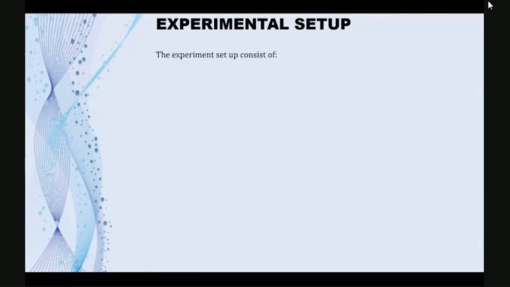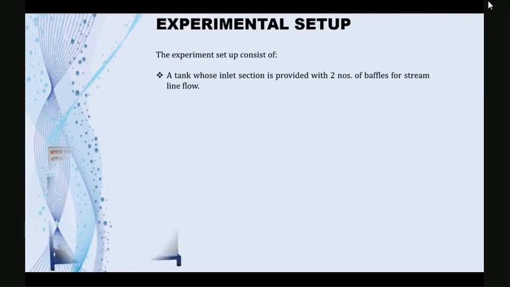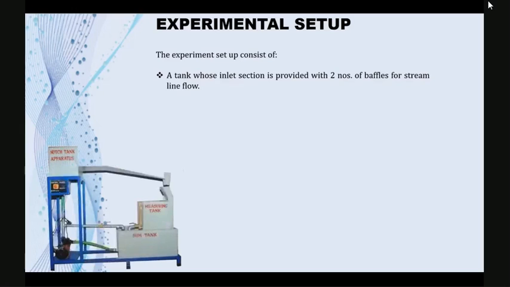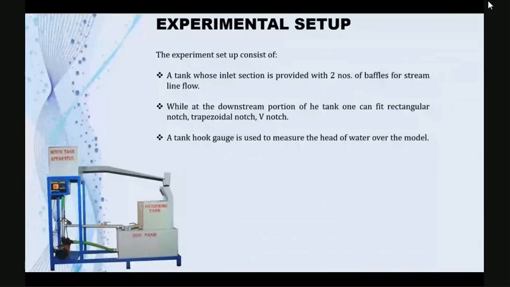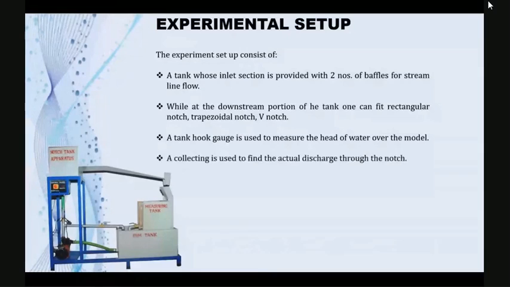The experiment setup consists of a tank whose inlet section is provided with two baffles for streamline flow, while at the downstream portion of the tank one can fit a rectangular notch, trapezoidal notch, or V notch. A tank hook gauge is used to measure the head of the water over the model. A collecting tank is used to find the actual discharge through the notch. Now I will hand over the presentation to Anurag so that he can tell us about the procedure for performing this experiment. Thank you, Amit.